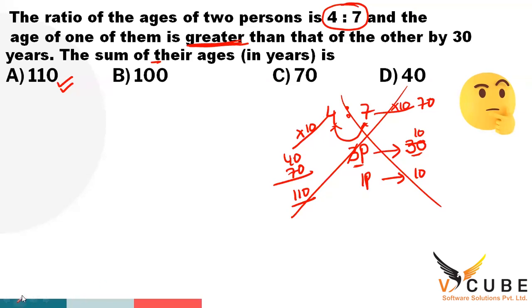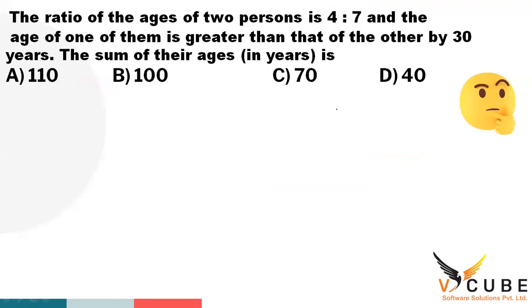Once repeated. Okay, no problem. First, I'm going to the basic method, guys. The given ratio is 4:7. Look at the screen, guys. Generally, my age is 7 parts. Your age is 4 parts. One of them is greater than the other by 30 years. And so, my age is 30 years extra. And we are taking the difference.